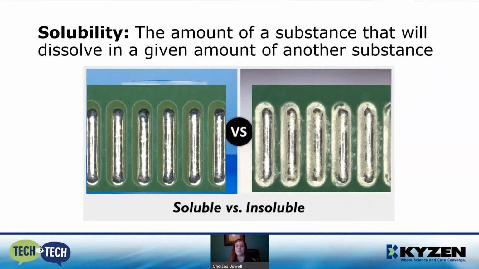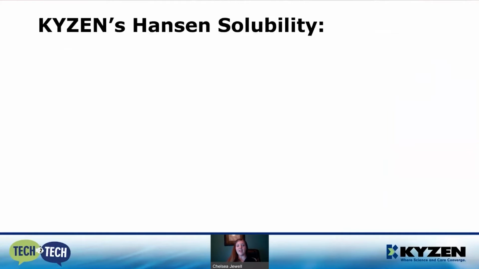This denotes a poor match or an insoluble flux and chemistry combination. So, in order to determine a successful cleaning process, we have to see what dissolves the soil first. At KYZEN, we do our Hansen solubility test.